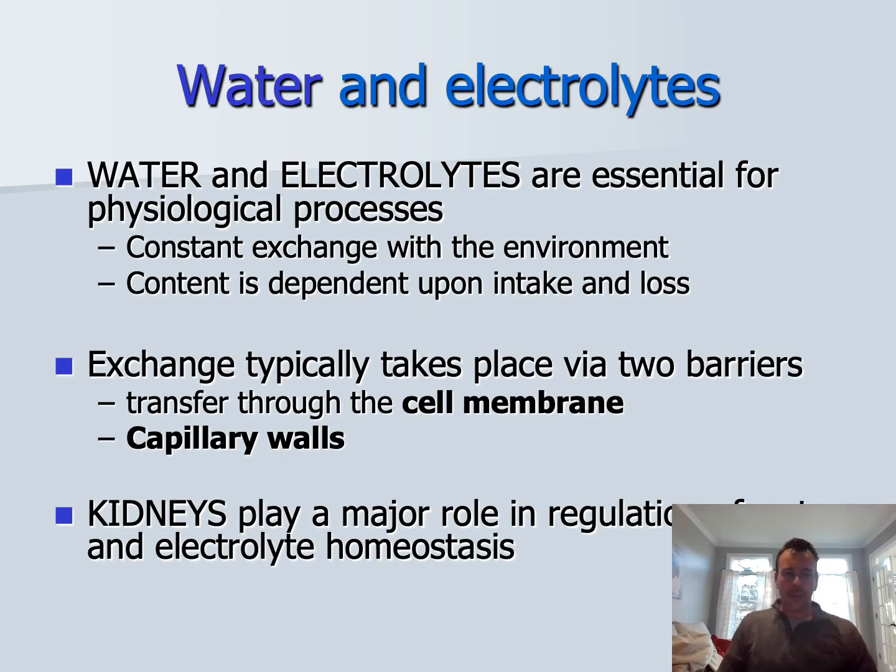I think we all know that water and electrolytes are essential for physiological processes, but these aren't static. There's a constant exchange with the environment, and the content is dependent on how much we take in and how much we lose. The exchange typically takes place at two barriers: transfer through the cell membrane and then at the capillary walls. And we'll talk more about these. And the kidneys play a major role in the regulation of the water and electrolyte homeostasis.